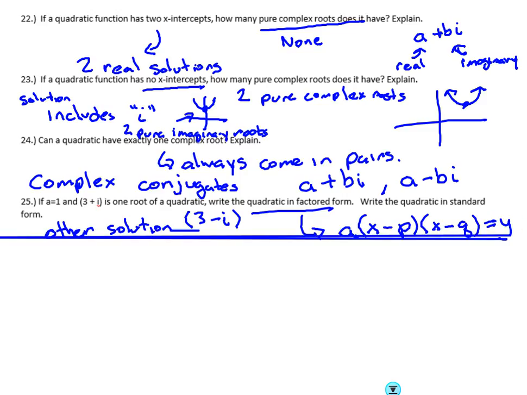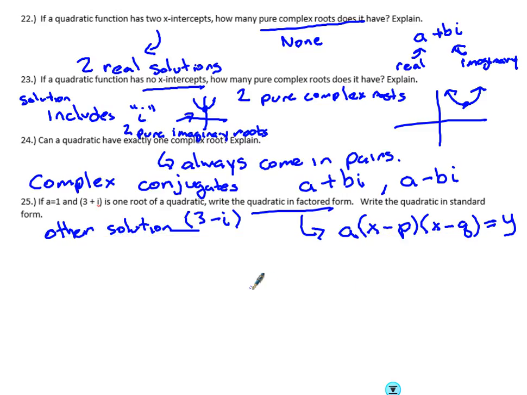Set the equation equal to y, so we have 1 times x minus the first solution that was given to us, 3 plus i, times x minus the second solution given to us, 3 minus i. And that is equal to y. This is the quadratic in factored form. This would be the final solution.